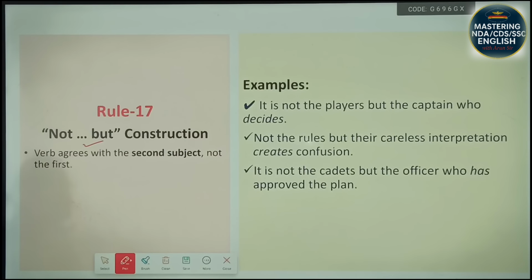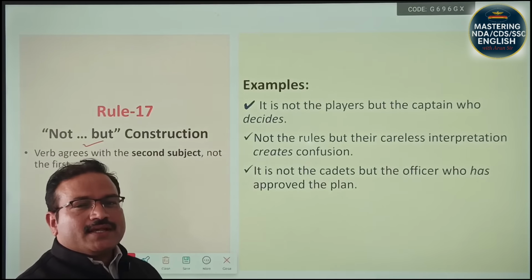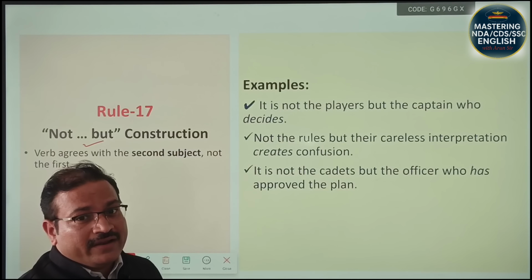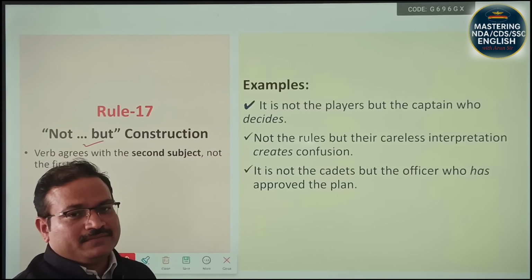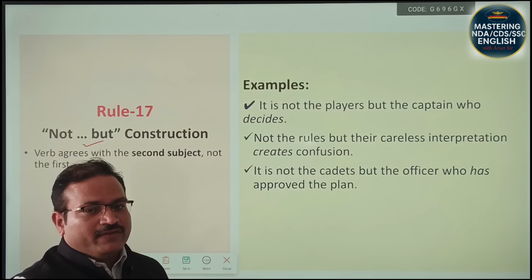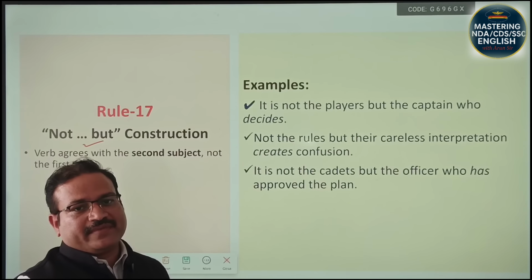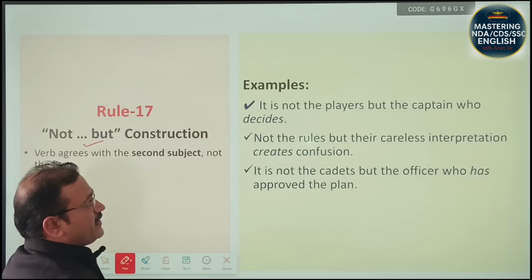Not but construction. When two subjects are joined by not but, then the second subject, the subject which is nearest to the verb, will be the main subject and the verb will agree with it. Let us understand this with an example.